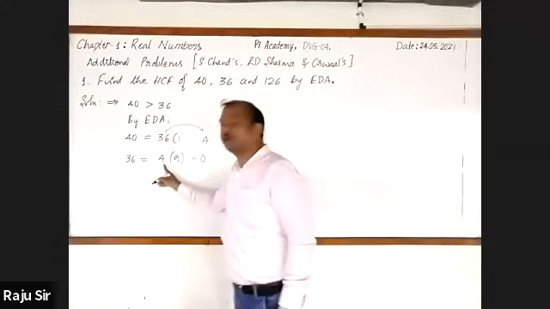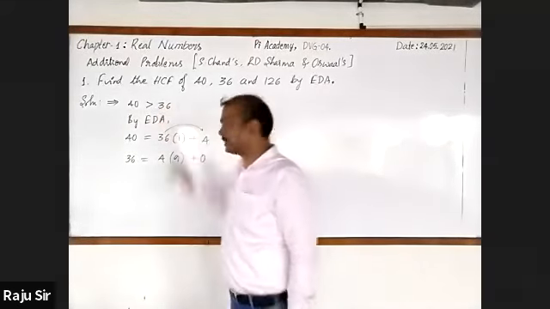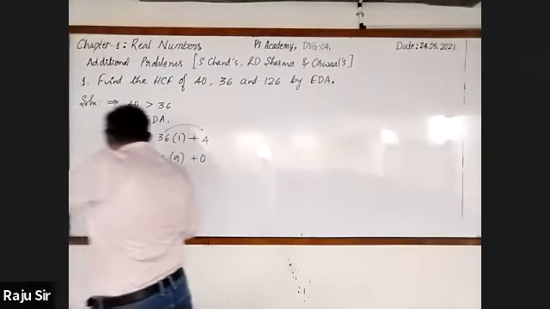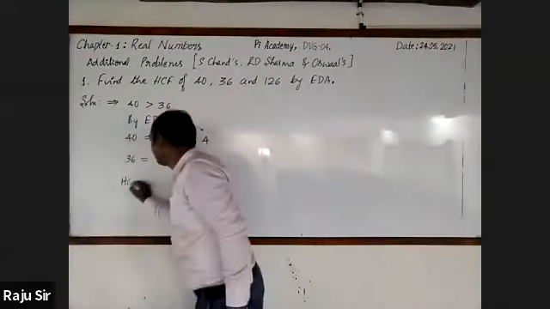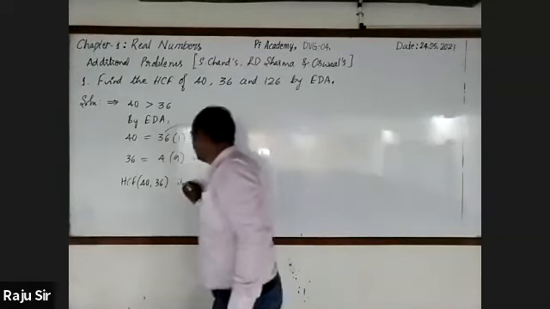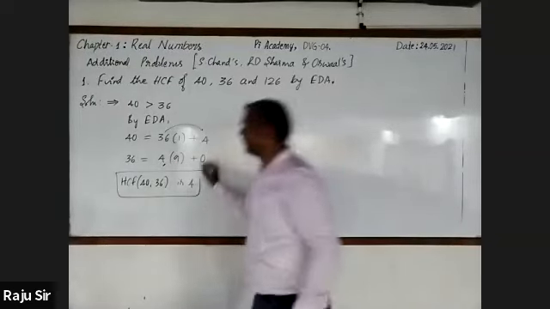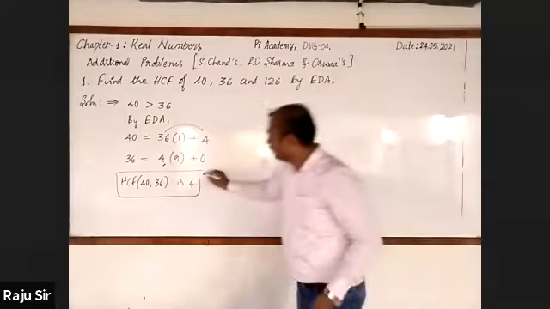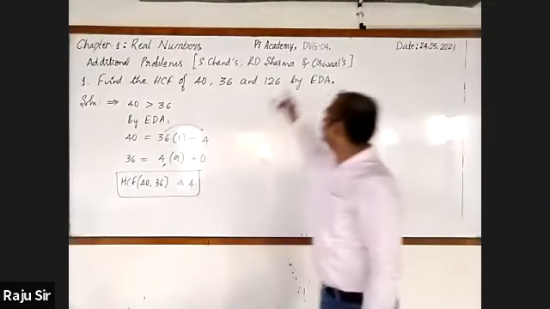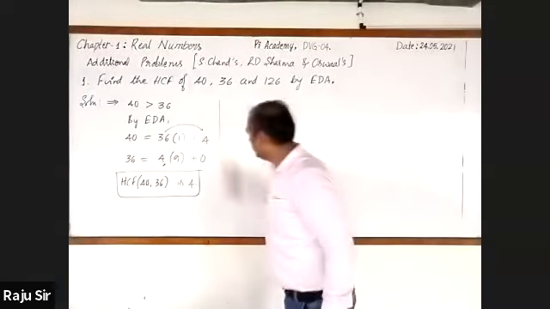Hence, the divisor will be the HCF. HCF is 4, the HCF of only these 2 numbers. HCF of 40 and 36 is 4. Now, let us find the HCF of this 4 and the remaining number. The remaining number is 126.